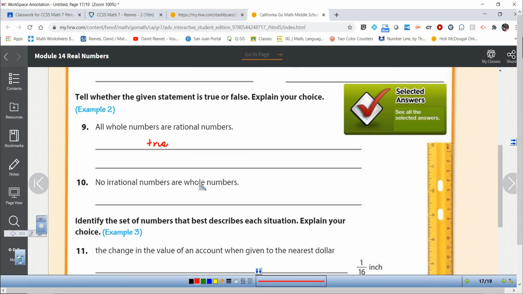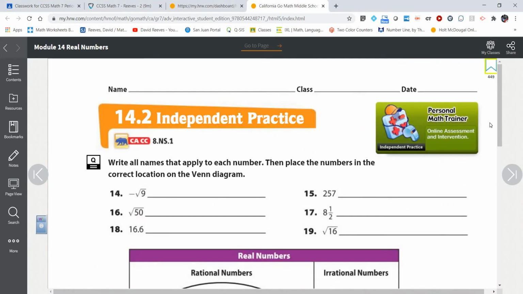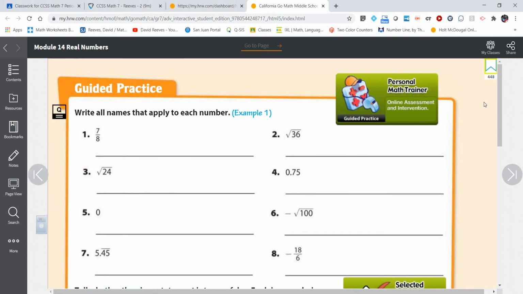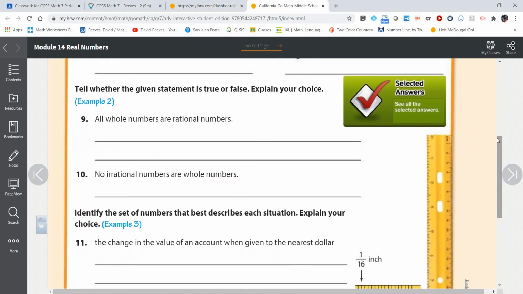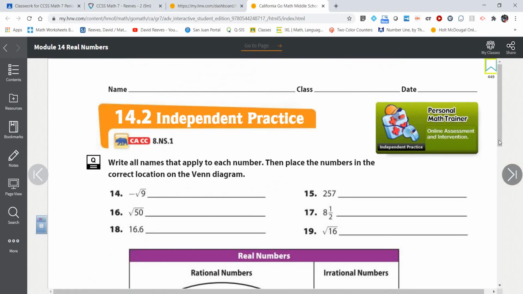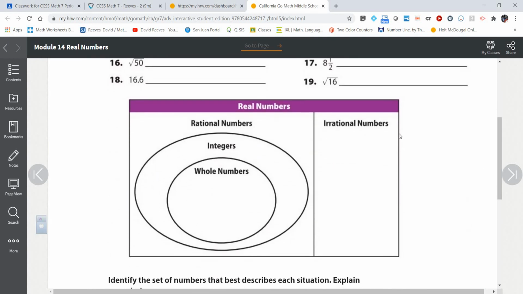No irrational numbers are whole numbers. Again, if we go over here, here's the irrational numbers over here. Can you be over here and there at the same time? No way. So that one is also true. That was true. Got it? Okay. So, let me add a couple to these.